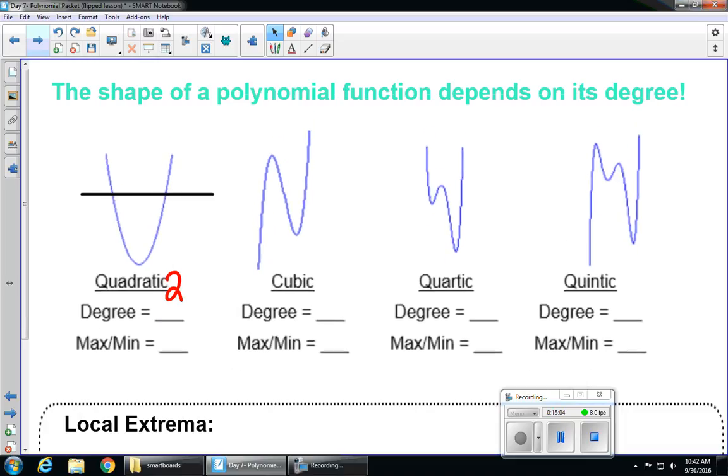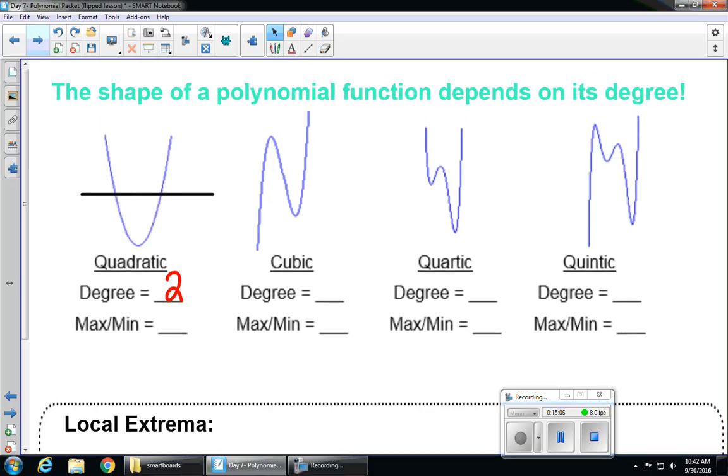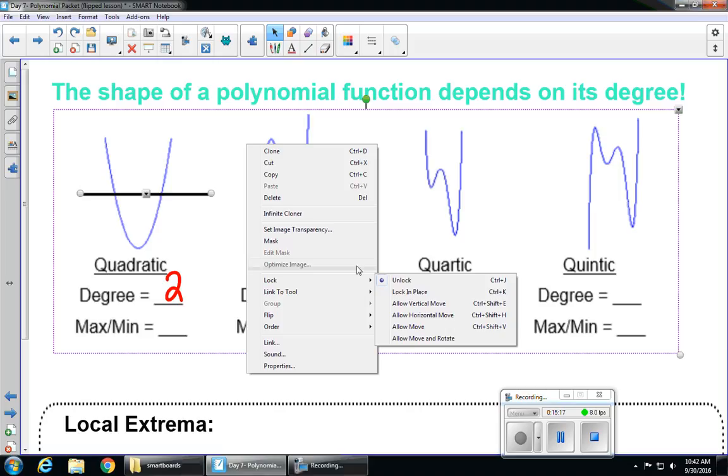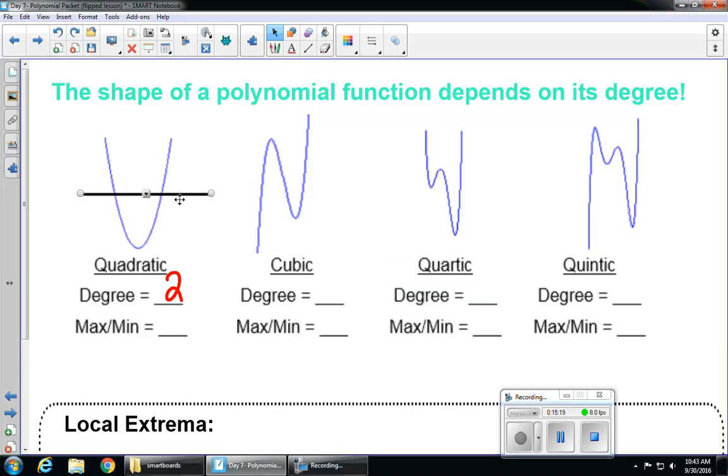If I move the line, let me just lock this other piece in place so it doesn't move on me. If I take this line and I move it down here, it touches 0 times. And we're going to see that that will eventually mean there are imaginary solutions, or there are no real roots. So now if we take a look at this graph, maximum and minimum, there is one max or min. A maximum or a minimum is like a turning point.